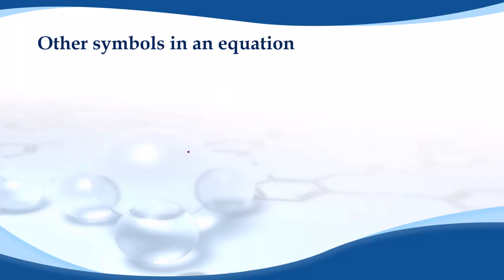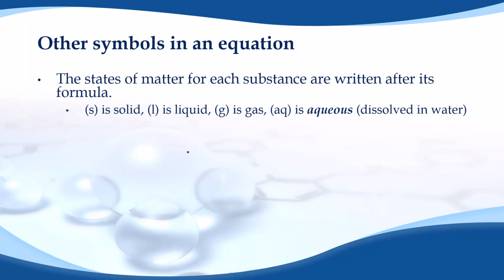Now, some other things that you'll see in the equation is you will see the different states of matter written for each substance. S means that it's a solid. It's what we call a precipitate. L is a liquid. You won't see that very often. You'll usually see it with water. G is obviously a gas. And AQ means that the substance is aqueous, or dissolved in water.